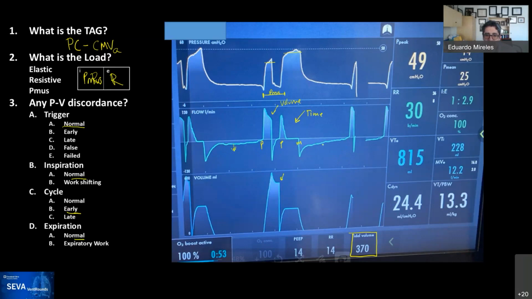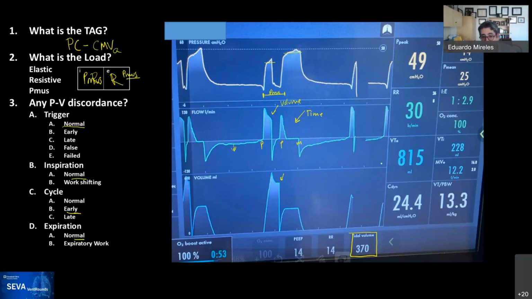And the waveform over here also makes me suspect that, but you could very well be right that there is resistance. I'm just suspicious that this may be more PMOS than what we think, in the setting of a lot of volume that the patient has. It has this 600 plus this amount.